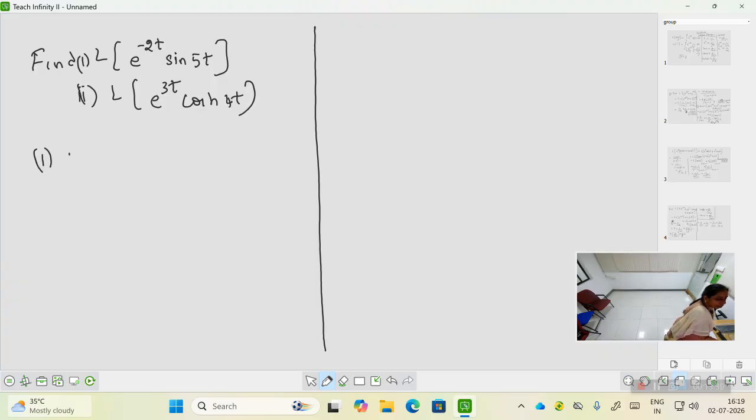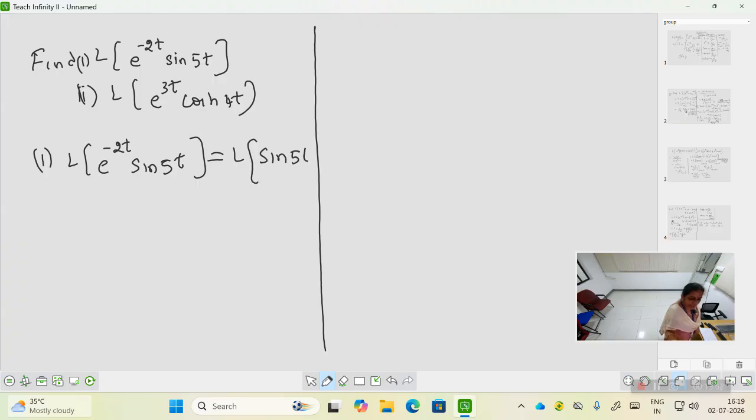Yes, problem 1. So what is L of e power minus 2t sine 5t? It's a first shifting property. Number 1, I have to find Laplace of sine 5t first, and then I have to replace s with s plus 2. Now what is Laplace of sine 5t? So 5 divided by s square plus 25.